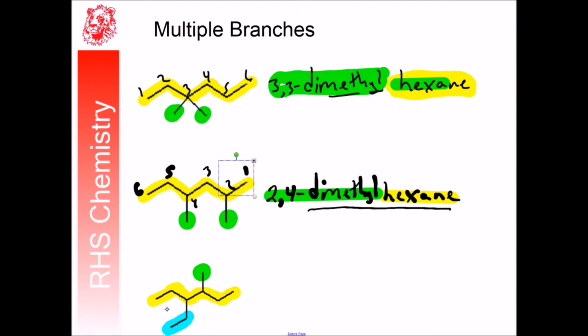I'm going to give the largest branch the smallest number. So I count this way, 1, 2, 3, 1, 2, 3. So it's a tie. If I go this way, the branch is at carbon number 3. If I go this way, the branch is at carbon number 3. Which one will win? The answer is give the biggest branch the smallest possible number. So I'm going to choose 1, 2, 3, 4, 5, 6. So again, we have hexane.